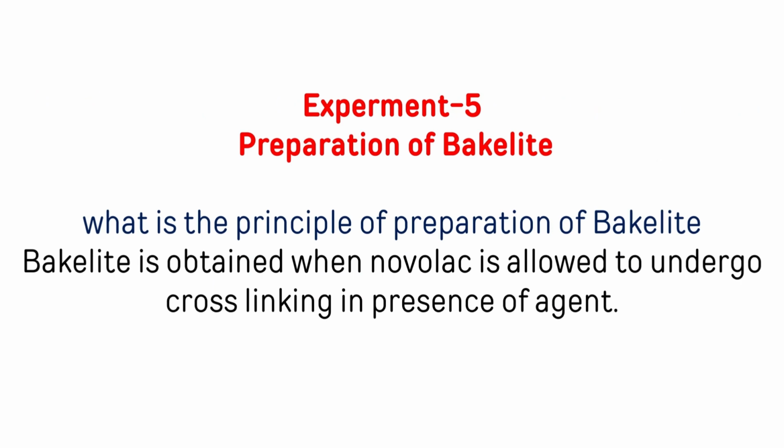Experiment number 5. Preparation of bakelite. What is the principle of preparation of bakelite? Bakelite is obtained when phenol is allowed to undergo cross-linking in presence of an agent.